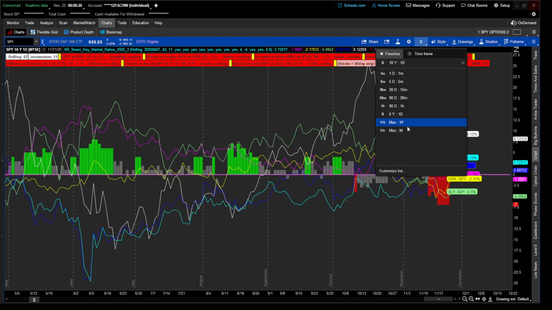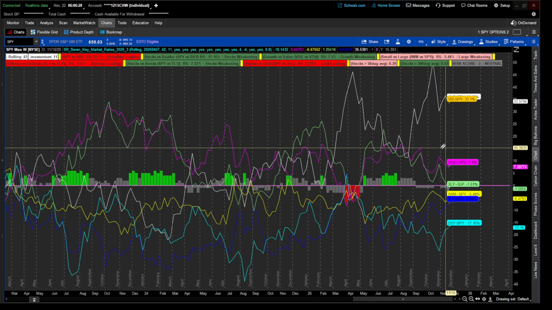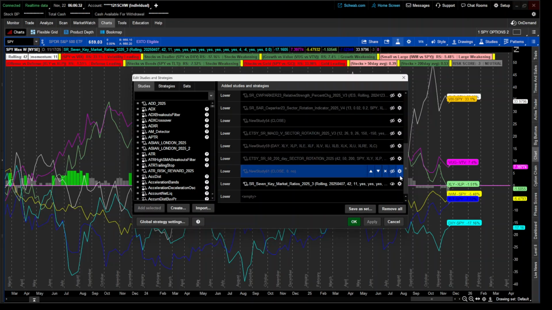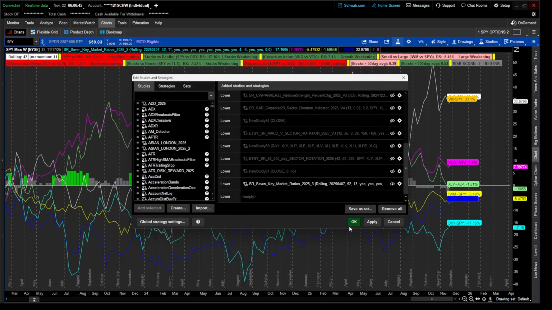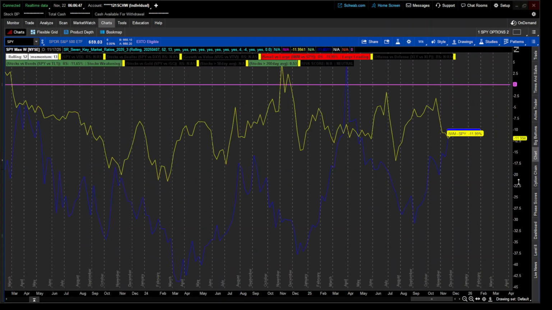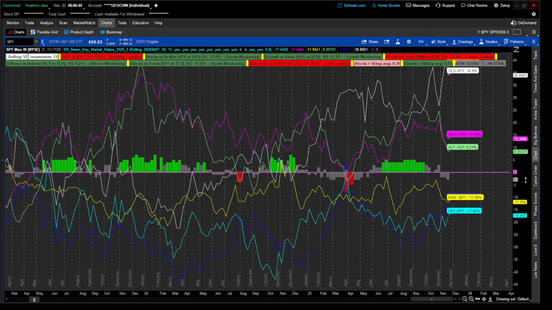So I'm going to take it to a weekly time frame, and I'm going to change these. There's 52 weeks in the year, so I'm just going to do 52, and I'm going to use 25% of that, which is roughly 13. And we're going to look at it from this perspective on a weekly. So we're back to neutral again.